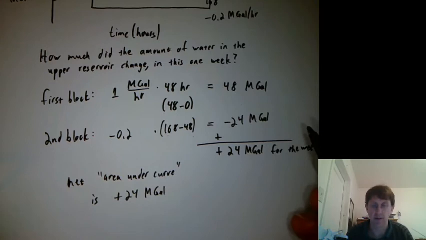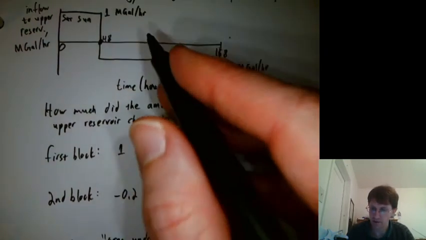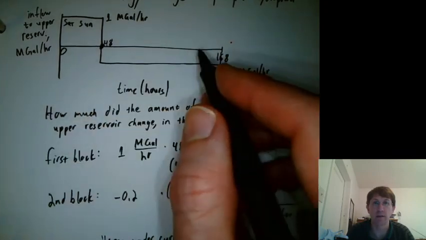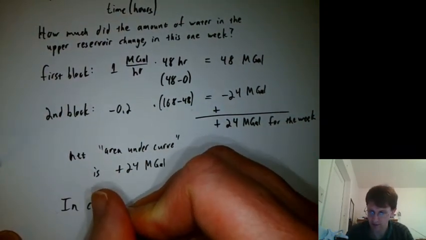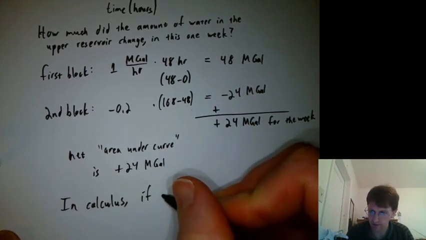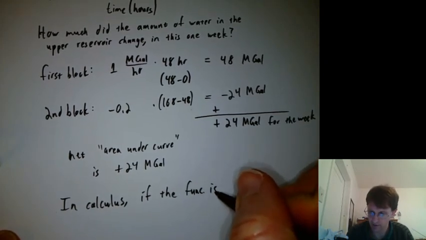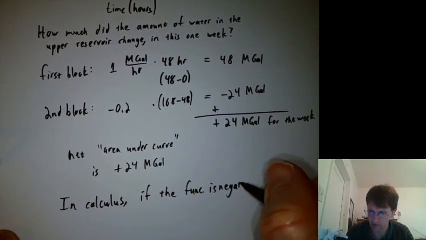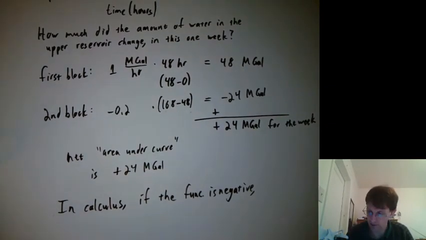So in calculus, if the function is negative, the area is also negative because we have to go up to the x-axis instead of down to the x-axis. So in calculus, if the function is negative, the area under it is also negative.